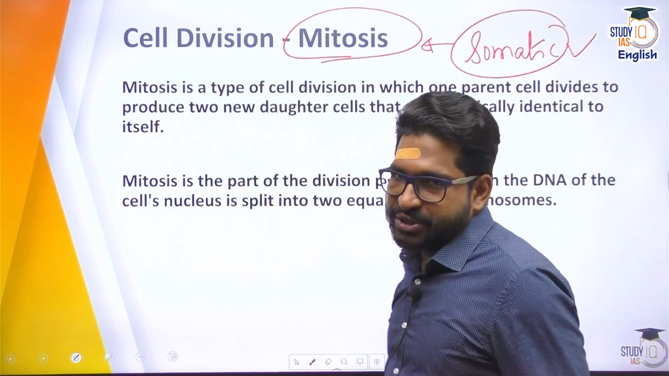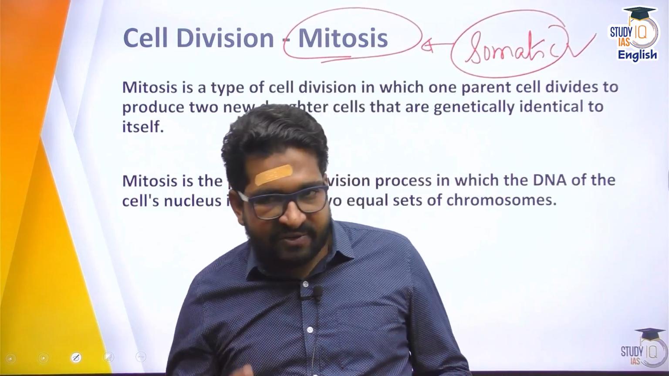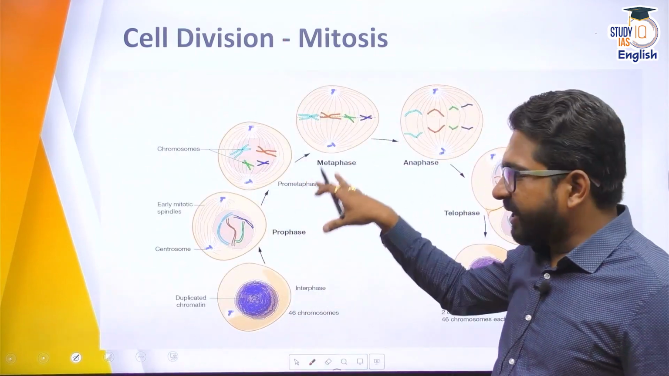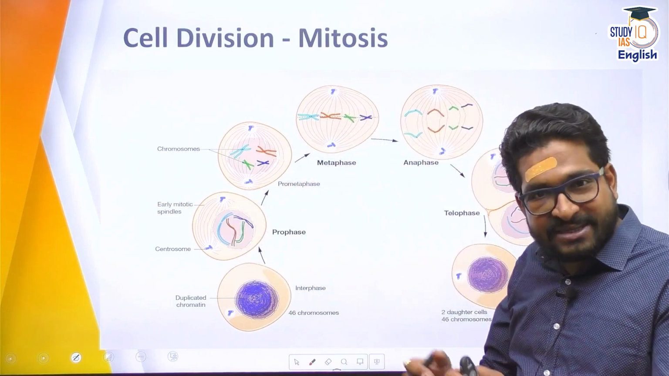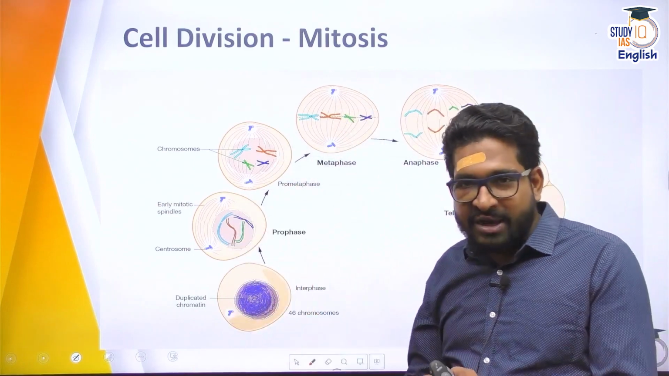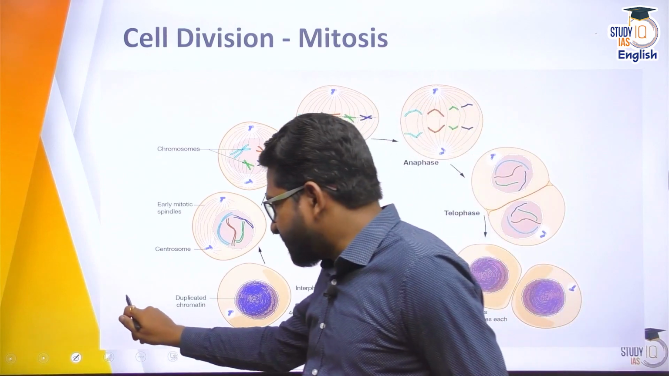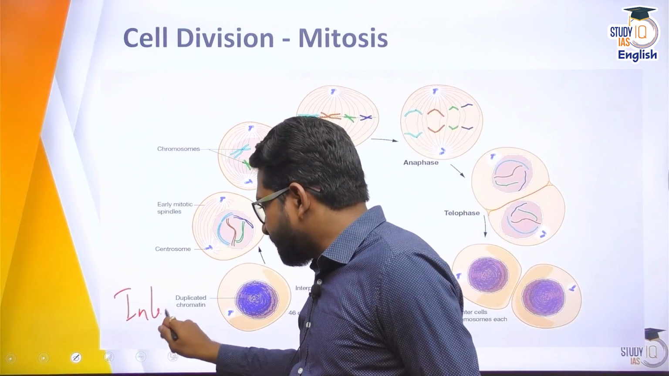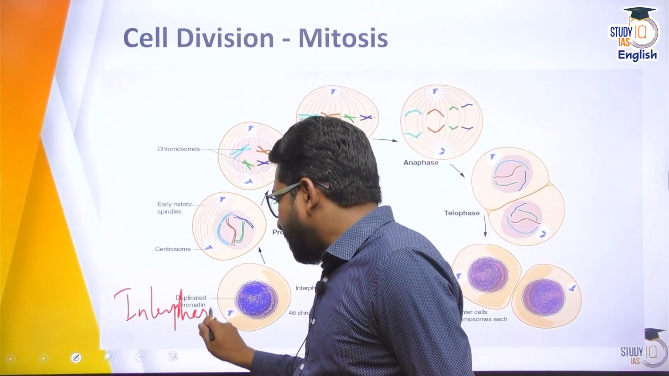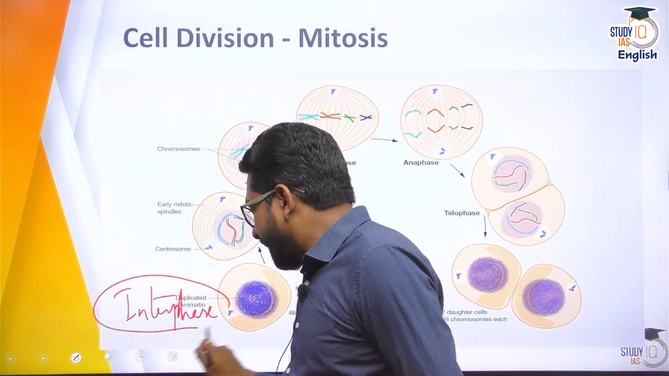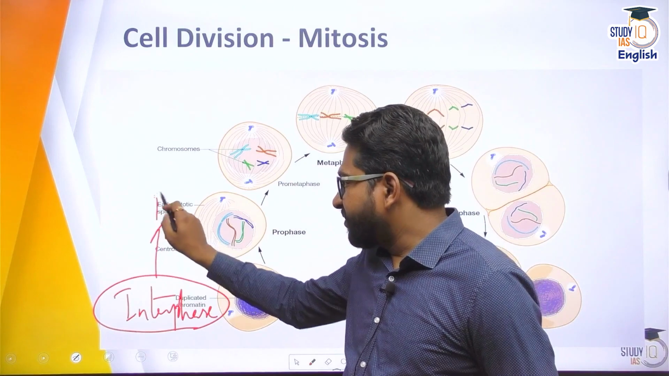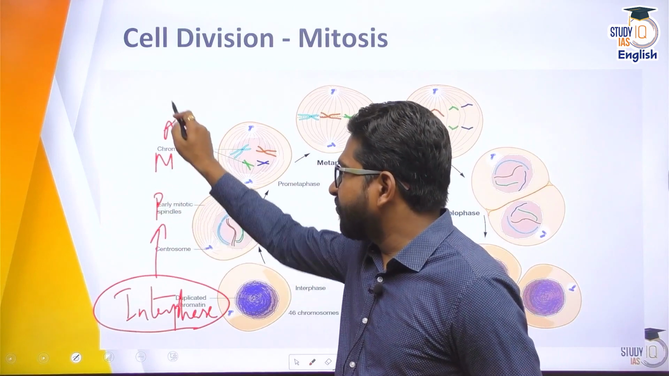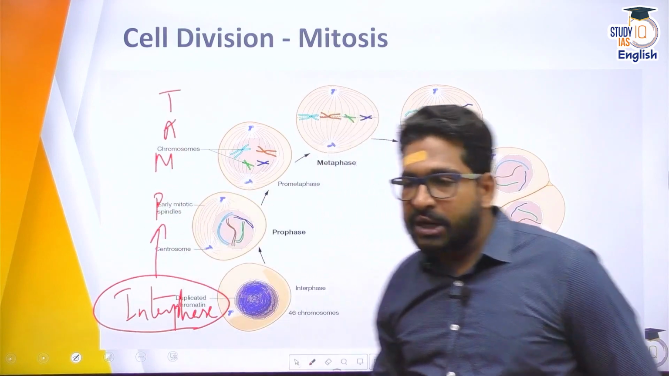What is mitosis? Mitosis is a process of cell division where the cell undergoes different kinds of phases. We'll talk about these phases in our subsequent interactions. But when I talk about mitosis, the first phase is called interphase, where the chromatin or chromosome is duplicated. All the chromosomes are duplicated. Then it undergoes 4 different phases: PMAT, that is prophase, metaphase, anaphase, and telophase.